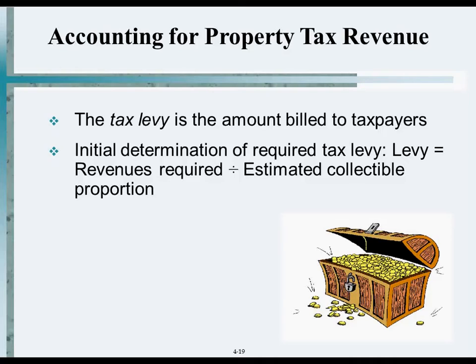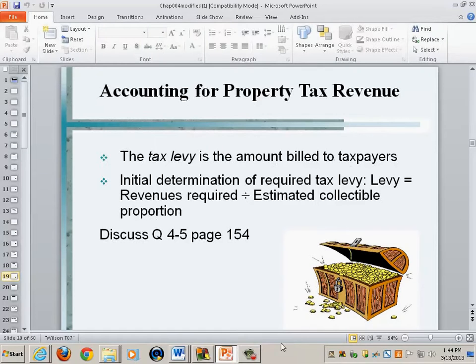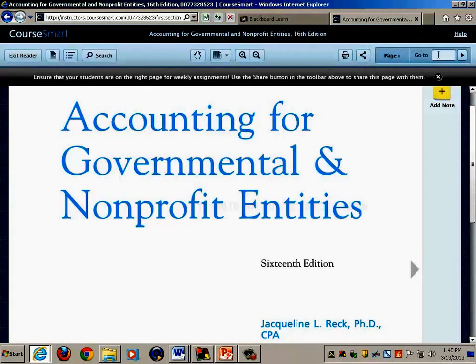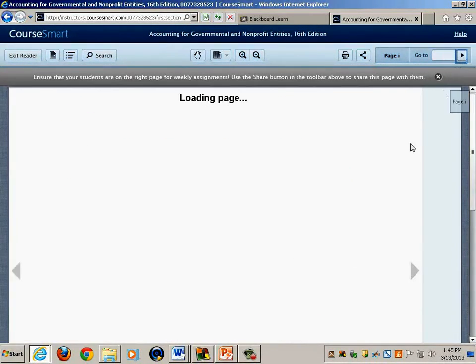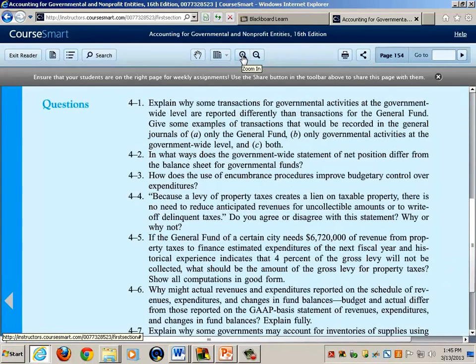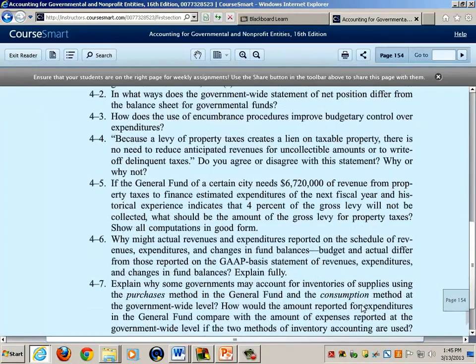Now, remember what I said to you? Not everybody pays their taxes. So you have to set up a provision for uncollectible taxes. In this case, remember we used 4% last time, right? And the book has kind of, actually, let's see if we can look at a quick question on this. Take a look at this question, 4.5. I know it might be a little difficult for you to read, but this question 4.5, and tell me how you would address that question.